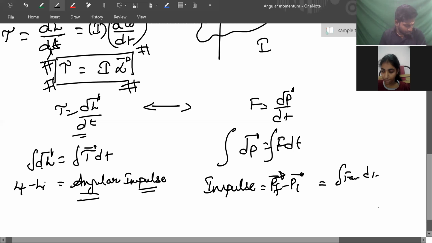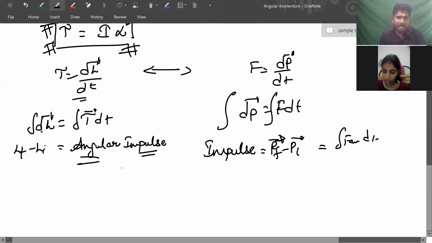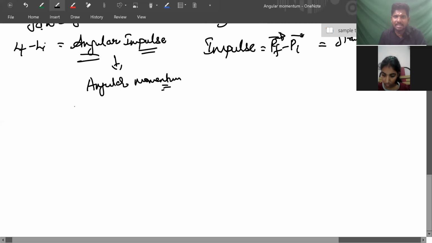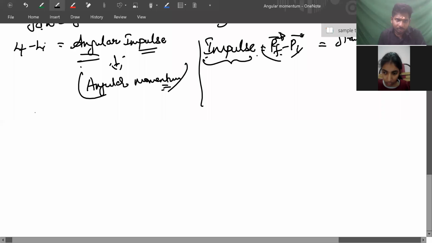Angular impulse also will have the same units and dimensions as angular momentum. Impulse is actually nothing but the momentum given to change the momentum of a given body. Impulse is given to a body to change the linear momentum of the body. Similarly, angular impulse is given to a body to change the angular momentum of the body.